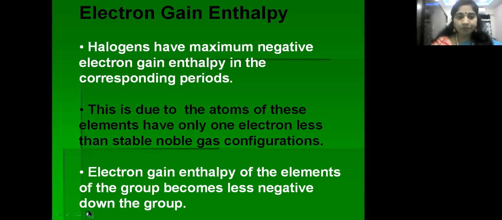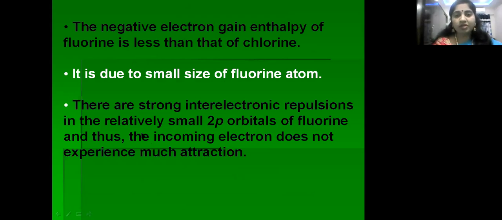But here one point is very, very important, even we have discussed it in the 16 group also, children. Just now we have discussed that as the size increases, electron gain enthalpy decreases. But when compared with fluorine, chlorine is having big size, so fluorine should have more electron gain enthalpy when compared with chlorine. But here it is not like that. The negative electron gain enthalpy of fluorine is less than that of chlorine. Very, very important point, children. Remember, the negative electron gain enthalpy of fluorine is less than that of chlorine.